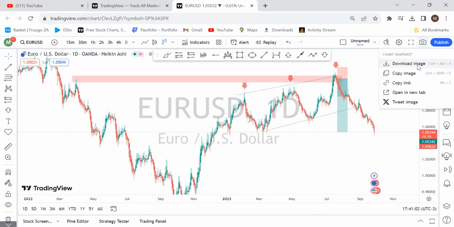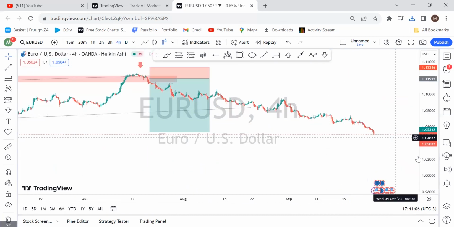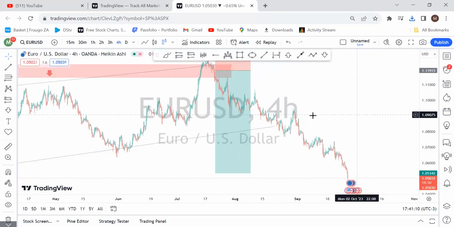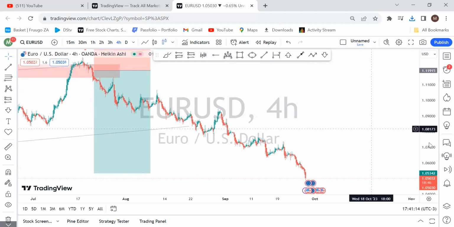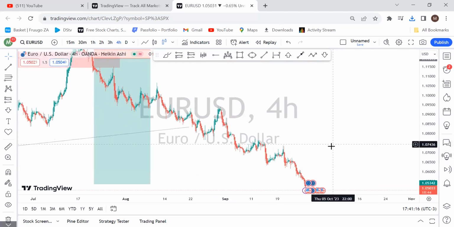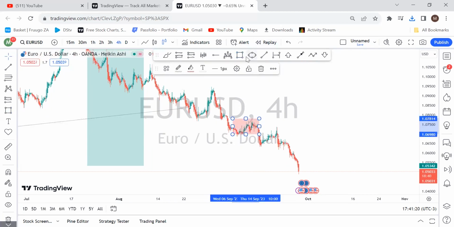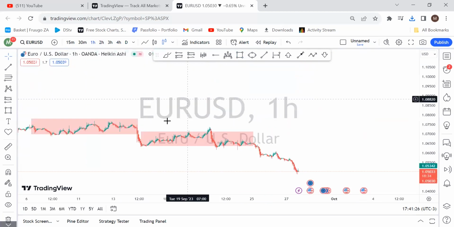Take a screenshot. So let's just zoom in to see whether we had smaller corrections within. So it doesn't really look like we had anything interesting besides this correction right there and this one right there. So let's look at them in the 1 hour time frame.